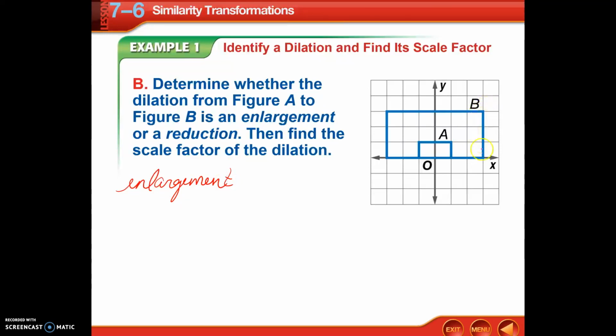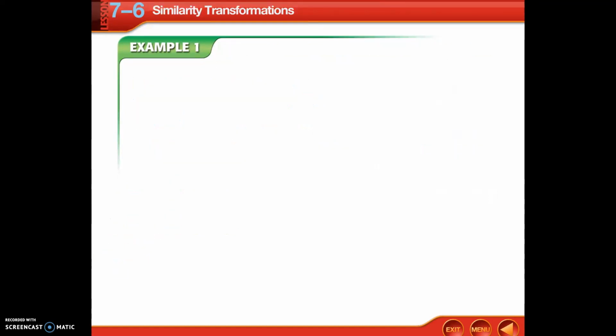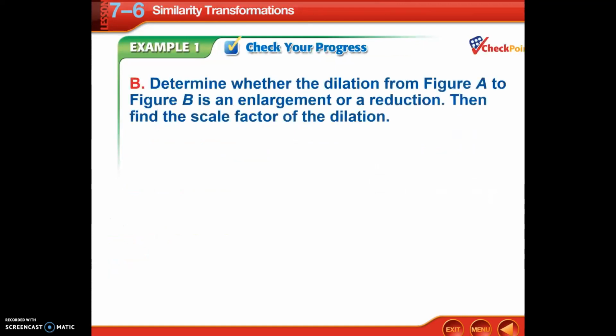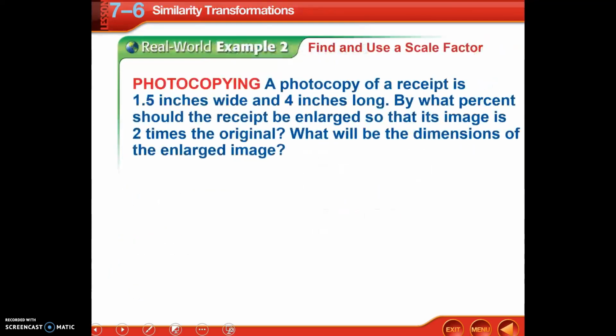The new side, let's use this side, is 3. The old side was 1. So reducing that, I don't really have to reduce that, but it's 3 over 1, or 3 is my scale factor. I'm going to let you work out these next two examples in your notes, and then you can go to this part. So a photocopy of a receipt is 1.5 inches wide and 4 inches long.